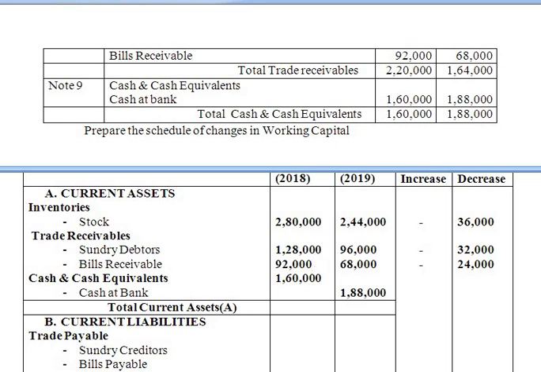Cash at bank in the year 2018 was 1,60,000. In 2019 it has become 1,88,000. Hence there is an increase in cash in hand of rupees 28,000, and because of this increase, the effect on working capital is that working capital also increases by 28,000. I hope you understood this.